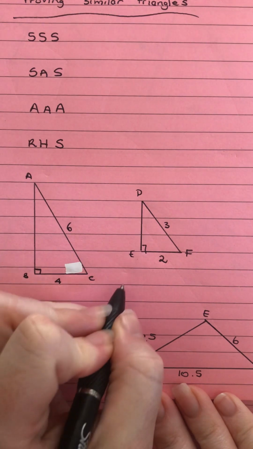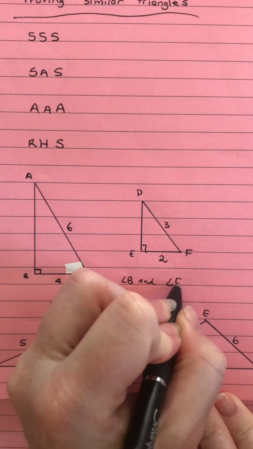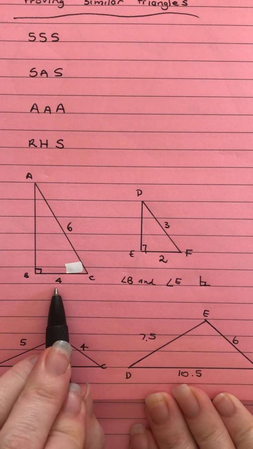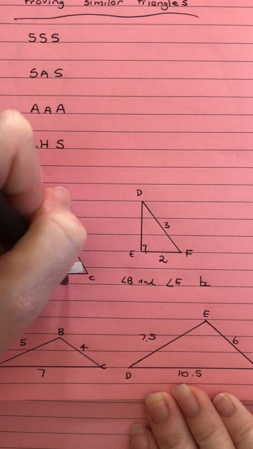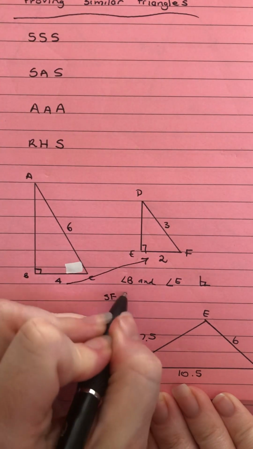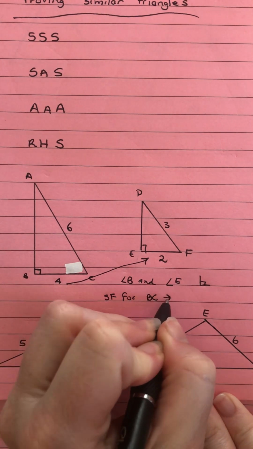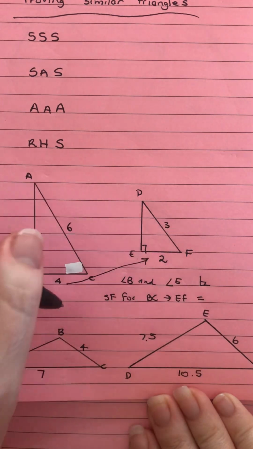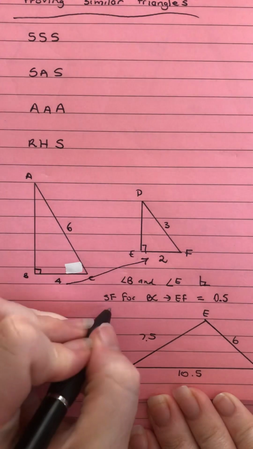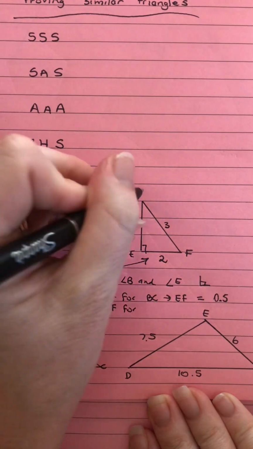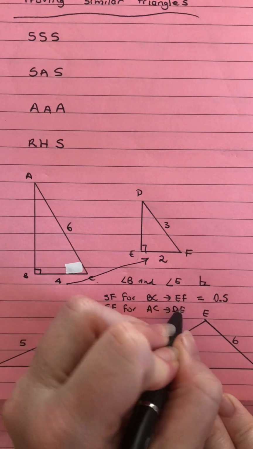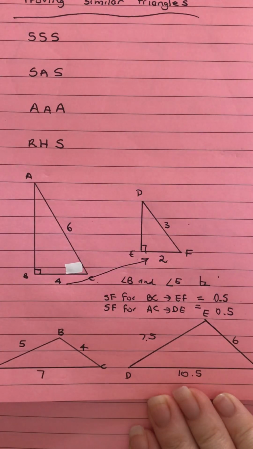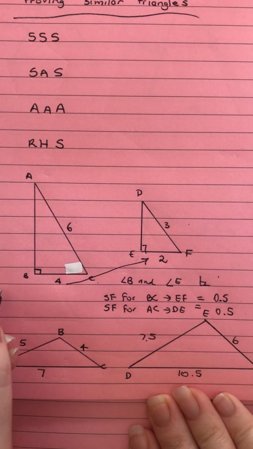So we've got our angle B and angle E are right angles. Then we have that our scale factor between our BC and EF is equal to, and in this case we're going from a bigger to a smaller, so 2 divided by 4 is 0.5, and then our scale factor for AC to DF is equal to 3 divided by 6, which is 0.5. That now gives us those 3 pieces of information that we needed.